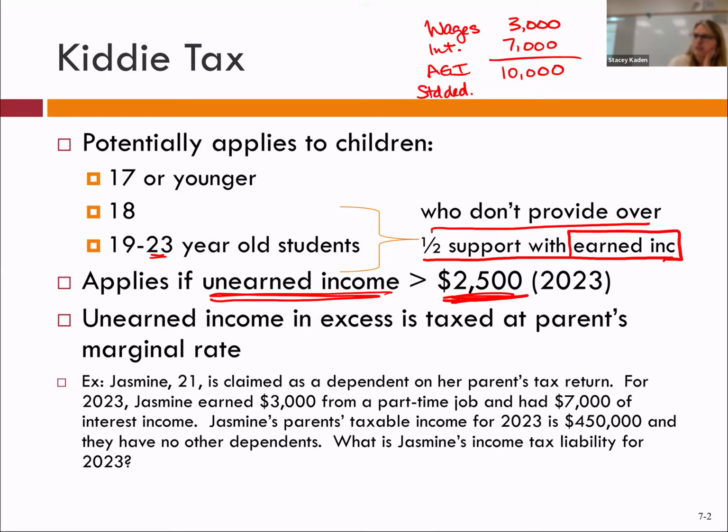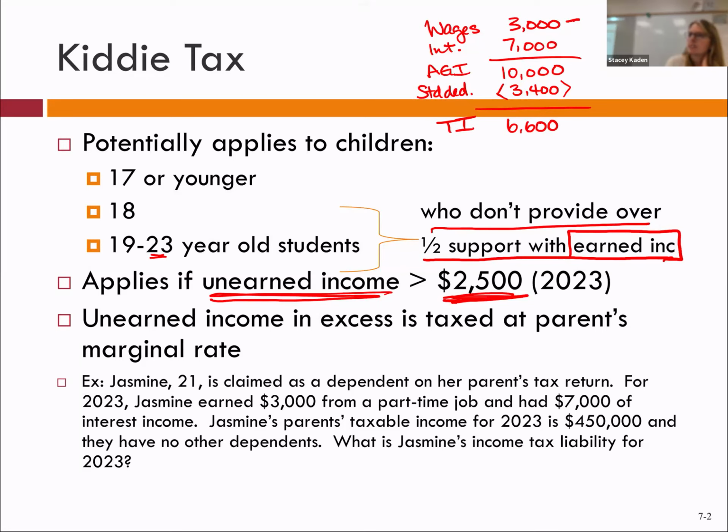13,850. Lotus? 3,400. Why? Yes, Jasmine is a dependent, so we have to use the dependent standard deduction rules, which is earned income plus 400. So that's our wages plus 400. So Jasmine's taxable income is 6,600.